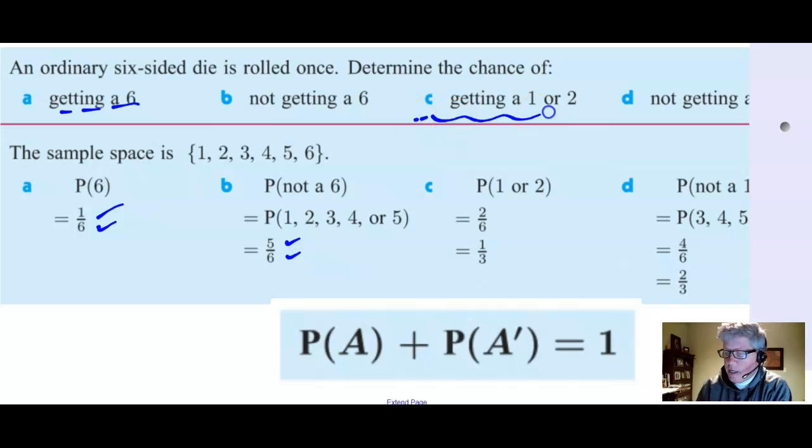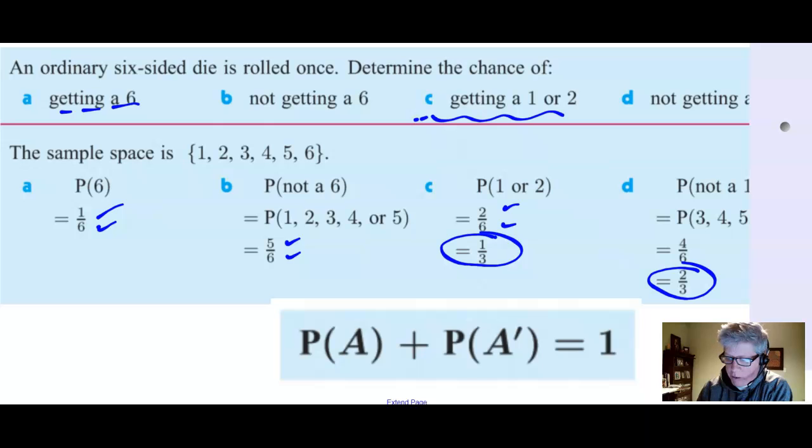C is a 1 or a 2. So there are two possible solutions to that, and 2 over 6 is fine. Sure, if we want to do well on the ACT or SAT, we'll probably reduce those fractions. 1/3, and not a 1 or 2, 2/3.